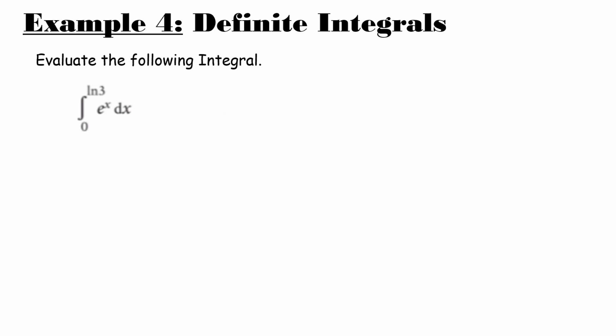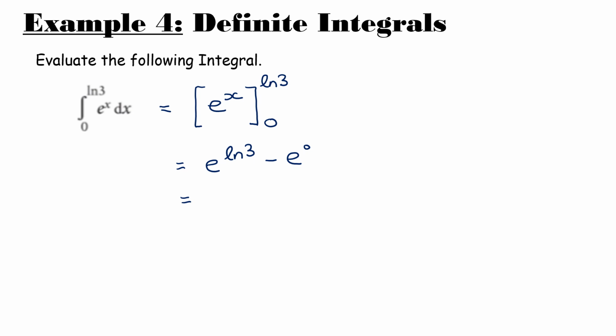So example 4, we're still using page 26 for our log tables for any functions that maybe we don't know the integral of off the top of our head, so anything that's not a polynomial. So we're integrating e to the power of x. Now e to the power of x actually doesn't change, so it's going to stay e to the power of x. We're going to evaluate that between ln 3 and 0. So we get e to the power of ln 3 minus e to the power of 0.